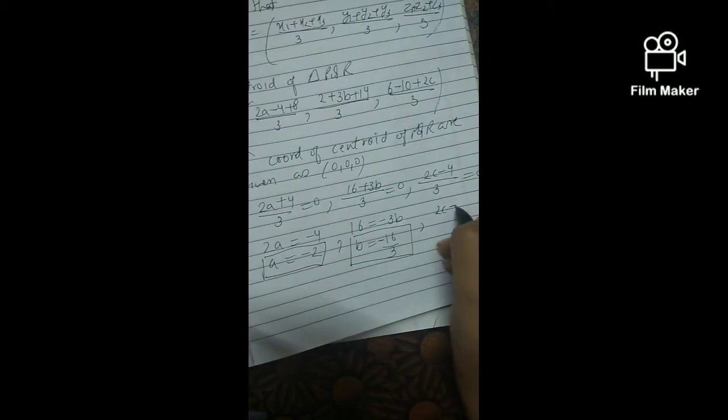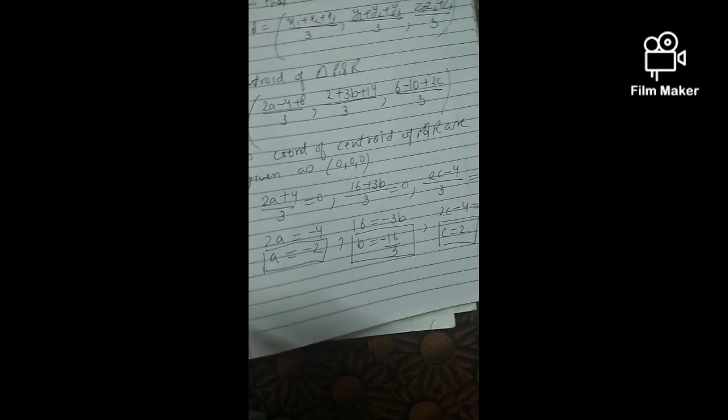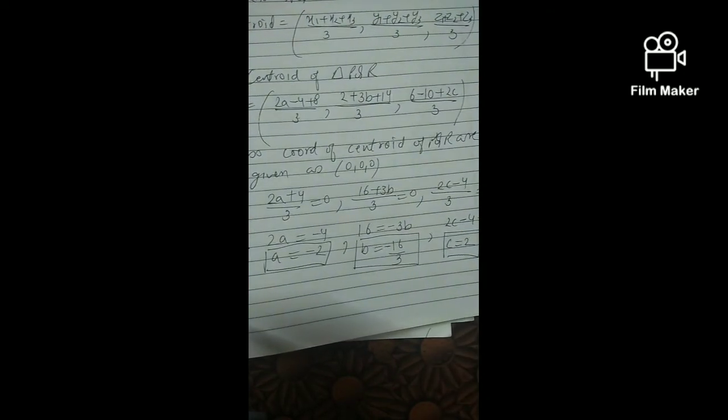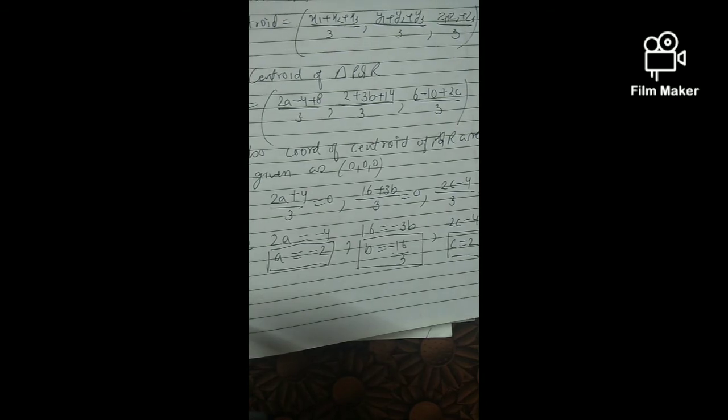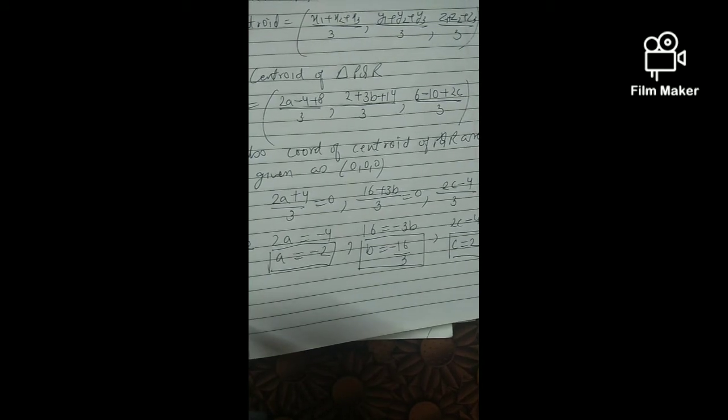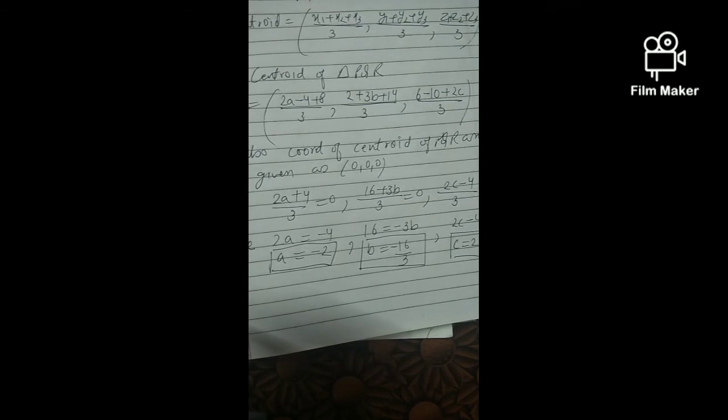And 2c minus 4 equals 0. So the value of c will be 2. This is what we were supposed to calculate, only the values of a, b and c, and we have calculated that the value of a is minus 2, the value of b is minus 16 by 3, and the value of c is 2, right?